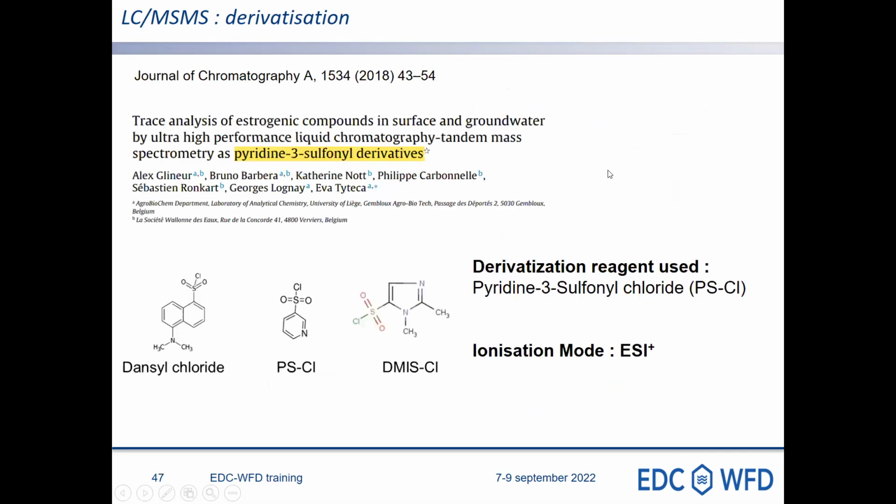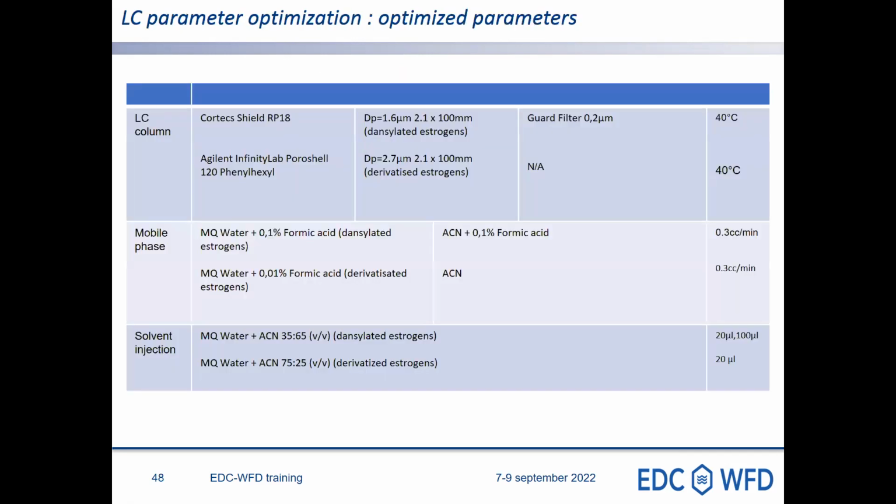An alternative strategy that has been investigated is a derivatization involving pyridine-3-sulfonyl chloride. It is based on a publication from Gleaner that was recently published in 2018. And the advantage of pyridine-3-sulfonyl derivatives with respect to dansyl chloride is that here the transitions are specific. It is a drawback with dansyl chloride, the transitions are not specific. But we have compared both and we have implemented both in the lab.